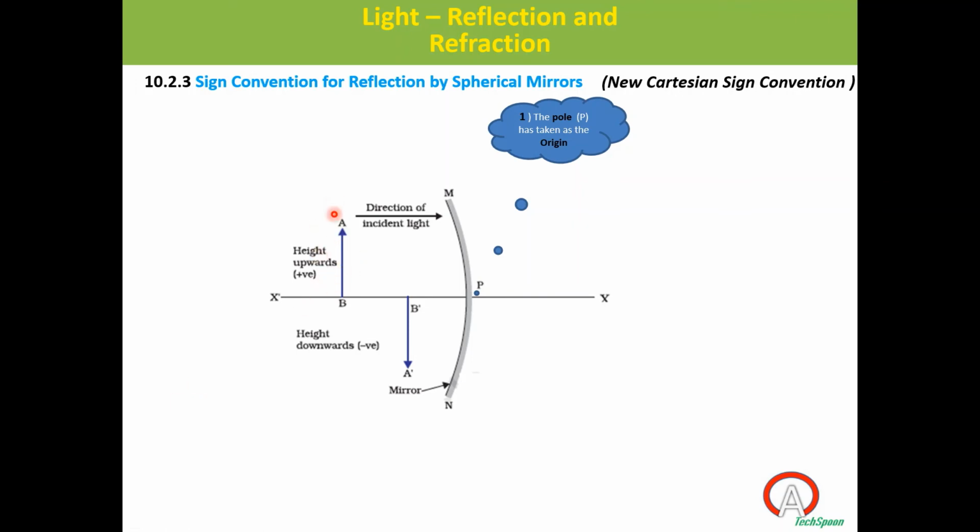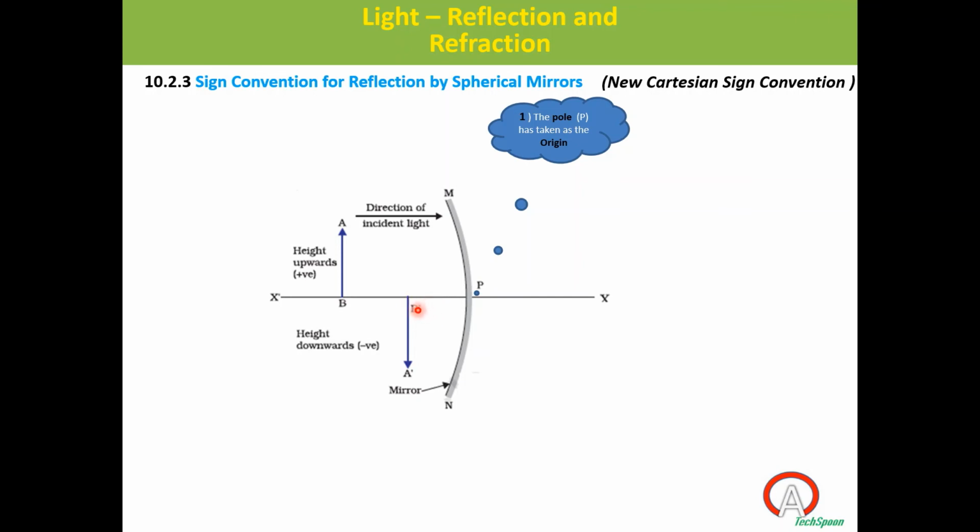Suppose this is an object, and this is the mirror. The distance of the object from the mirror we will call the object distance. And this is the image. The distance of the image from the mirror, normally from the pole, we call the image distance.